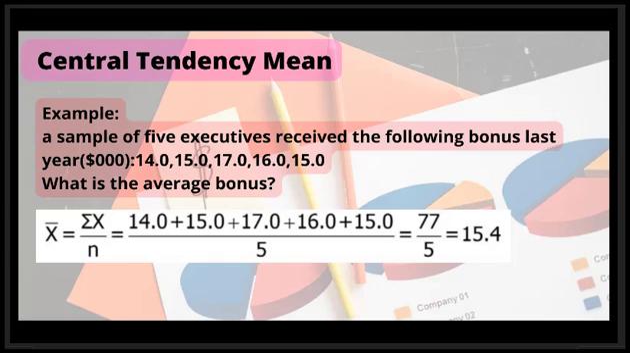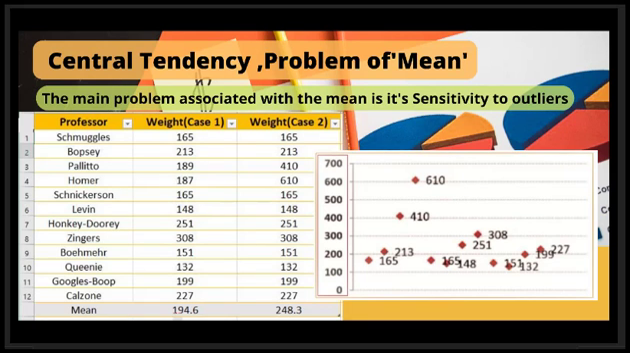The next slide: the problem of mean. There are some problems with the mean, so you can't always use it. You have to look closely when you are using it. We will understand outliers, which are large positive values or large negative values that are away from the other values.